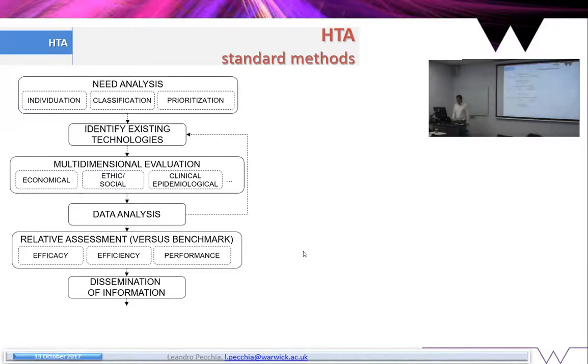And last but not least, you need to monitor the data, because what is cost effective today may become less cost effective in 1 year. Or the other way around, what is not cost effective today may become cost effective in a couple of years, because the cost of technology evolves in time. Let's focus on those two domains, efficacy and efficiency, which means clinical outcome and budget.